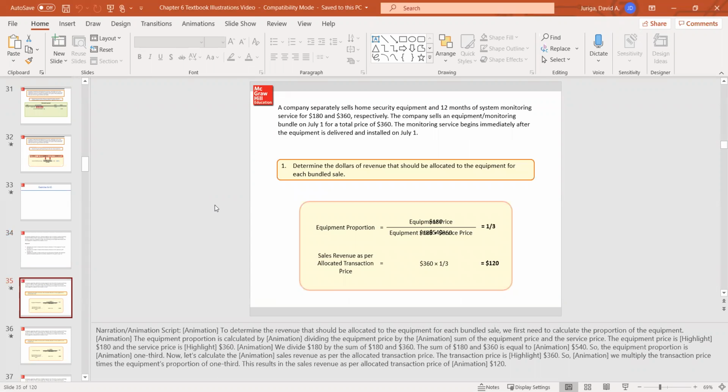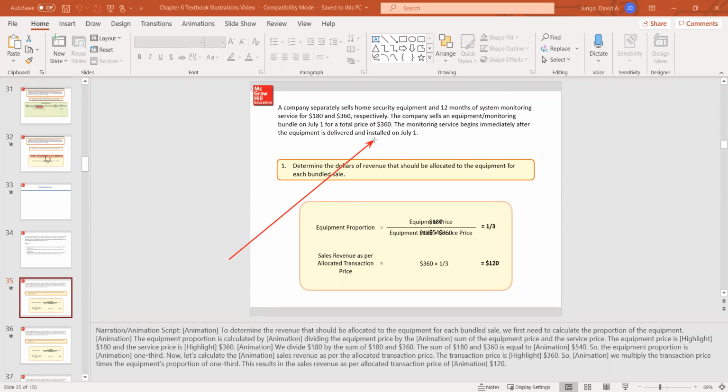All right, so on step 1, it says determine the dollars of revenue that should be allocated to the equipment. So again, we've got the equipment price. Let me highlight this. It says they sold home security equipment and 12 months of system monitoring for $180 and $360 respectively. And it says the company sells an equipment monitoring bundle on July 1st for a total price of $360. The monitoring service begins immediately after the equipment is delivered and installed on July 1st.